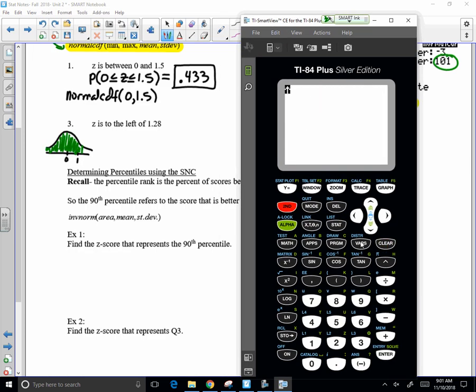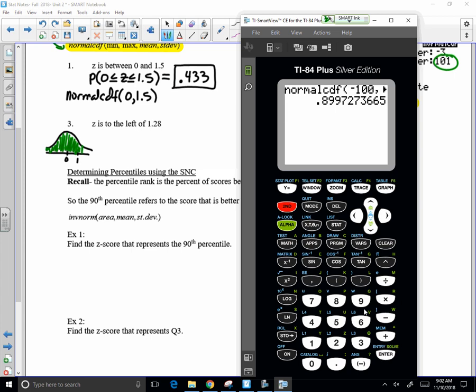So second var is option 2. Now to the left means I can go as far as negative infinity. So I'm going to choose some negatively large number. So I'll do my negative 100. I'll go to 1.28. Get rid of that eyesore that was there a second ago. Pop that in. And then do the same thing again.